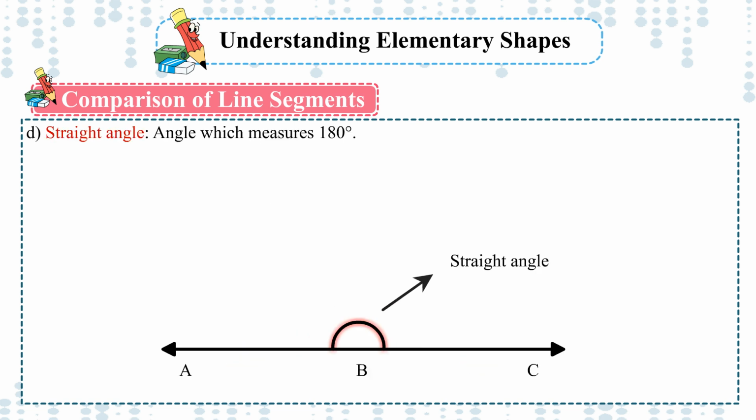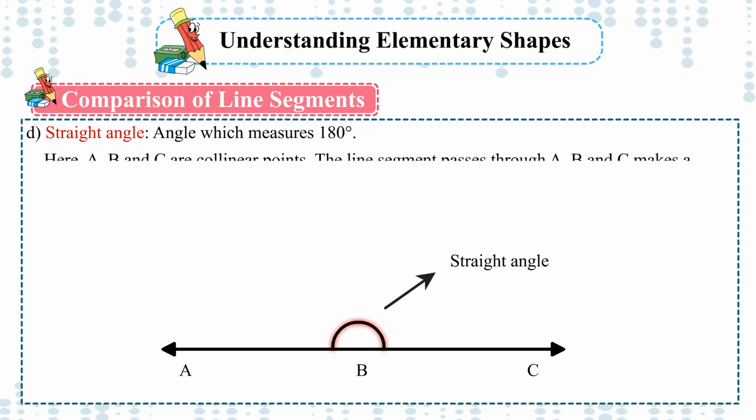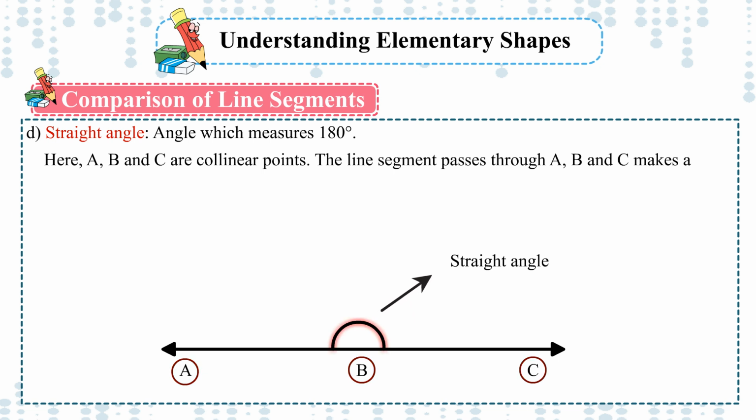D. Straight angle. Angle which measures 180 degrees. Here, A, B and C are collinear points. The line segment that passes through A, B and C makes a straight line. Straight angle measures 180 degrees.